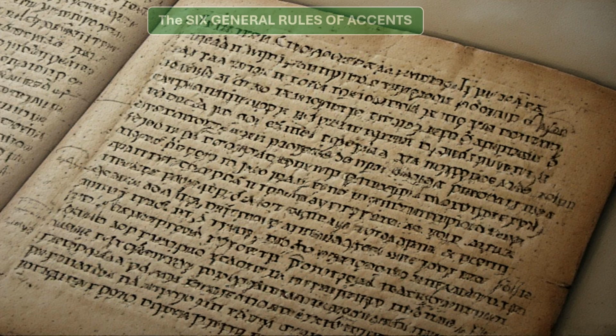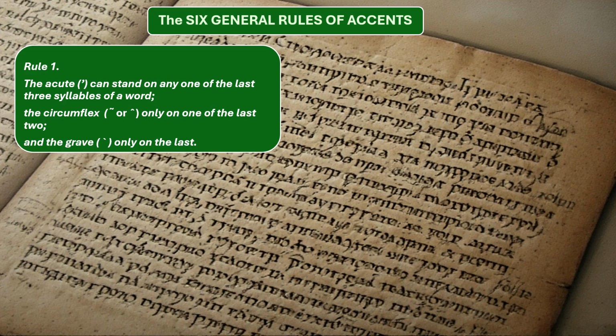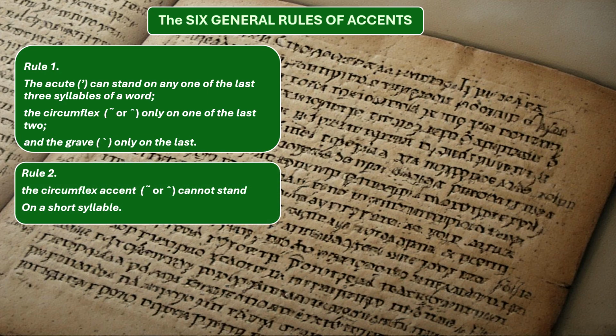Now let's consider the 6 general rules of accents. Rule number 1, the acute can stand on any one of the last 3 syllables of a word. The circumflex only on one of the last 2, and the grave only on the last. Rule number 2, the circumflex accent cannot stand on a short syllable.